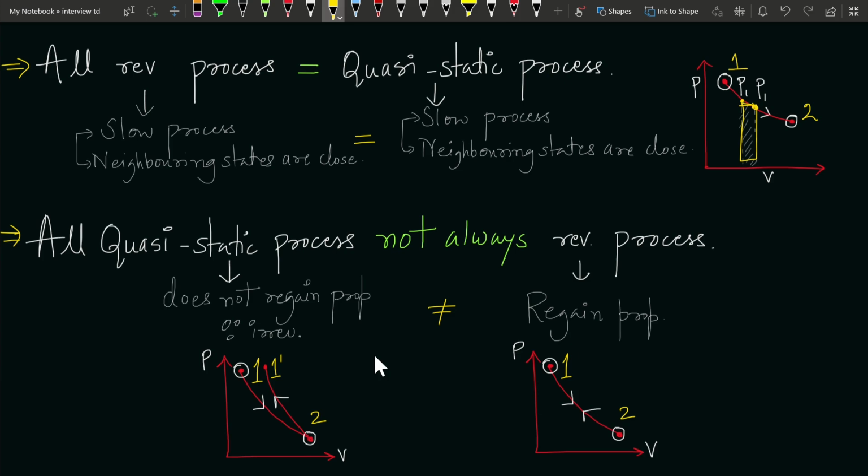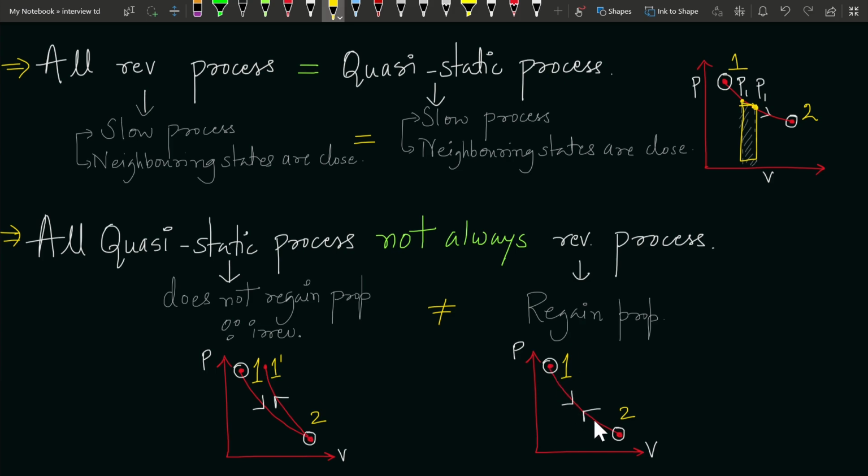So this is why you cannot regain the properties of the system, like P1, V1, T1, the pressure, volume and temperature of the system. If you reverse the process, you cannot get the same properties. Why? Because quasi-static is irreversible in nature. There will be some frictional loss, some heat dissipation or some energy dissipation to the surroundings. So that is why we cannot say that all quasi-static processes are reversible processes, because quasi-static has some effect on the surroundings, whereas a reversible process is an ideal process.